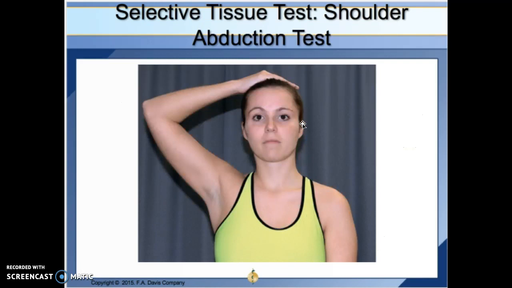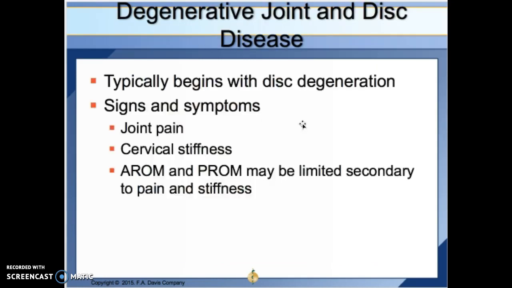All right, so our shoulder abduction test: the patient would put their hand on their head, and you would leave it for 30 seconds to see if they experience any pain relief in the area that they're having trouble. And that can be positive then for a disc injury.